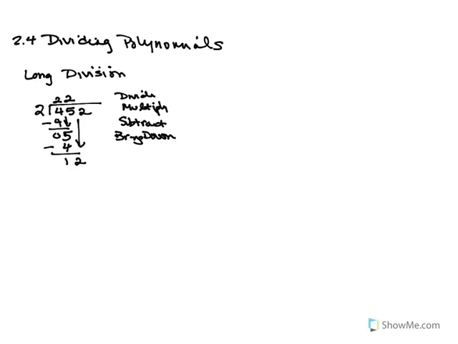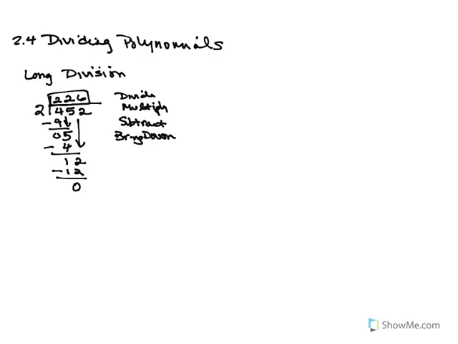Okay? So now we're starting again. 2 divided into 12 is 6. 6 times 2 is 12. So we've multiplied, we subtract. There's nothing to bring down, so we're finished. That's the process of long division. Well, then there's a process of division when we're dividing polynomials.